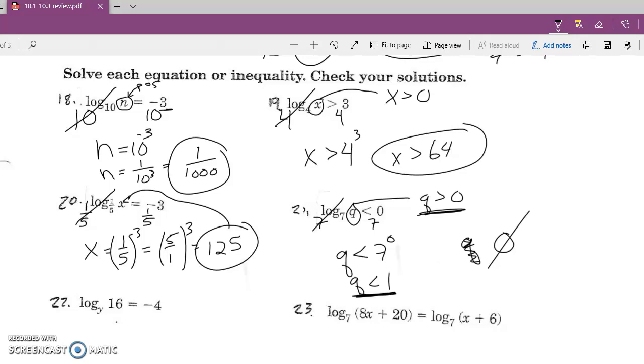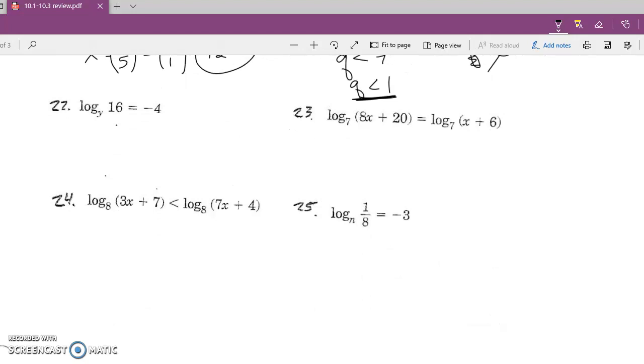Okay, moving on. Number 27, the base is y, so I'd put a y on both sides like this. These would cancel out. 16 equals y to the negative 4 power. So that means 16 equals 1 over y to the 4th power. And now how do you solve that? Probably the easiest way is to multiply both sides by y to the 4th. So you would get 16y to the 4th equals 1, because these would cancel out.